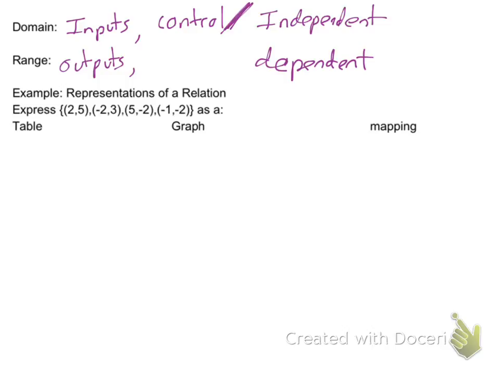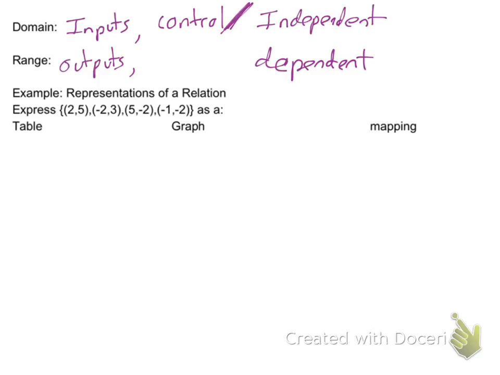Because at your house, you're more independent than, say, someone else's house. You're more free to do the things you want because you know what you can do. So how about we say that the domain, guys, is your independent variable, the one you control. The range is dependent because it depends on what you put in.